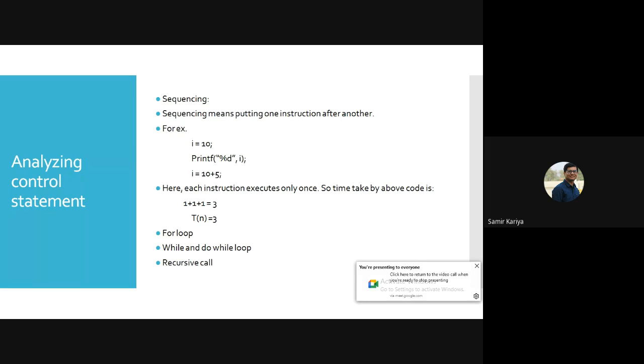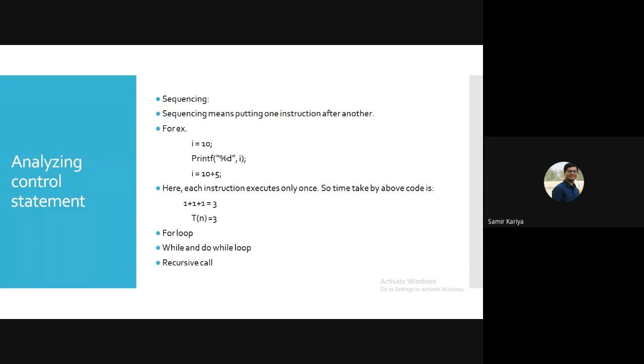Sequencing means you are just putting one instruction after another, step by step. For example, i is equal to 10, printf, i is equal to 10 plus 5, something like that. Here, each instruction executes only one time. So we assume 1 second for one instruction, so we simply take 3 seconds. I am giving it in terms of time. So for the given 3-line code, the time complexity is T of n equal to 3. That's normal sequencing: number of statements, number of seconds.